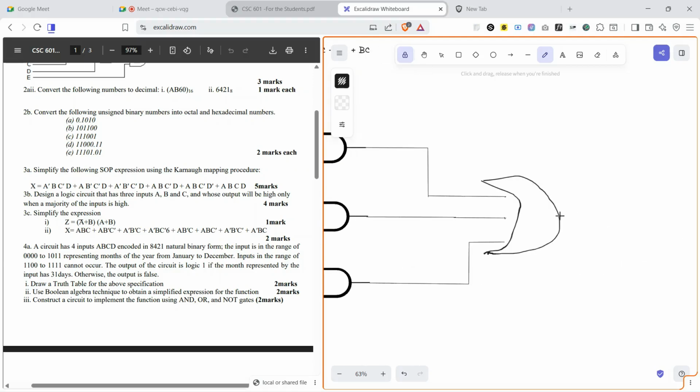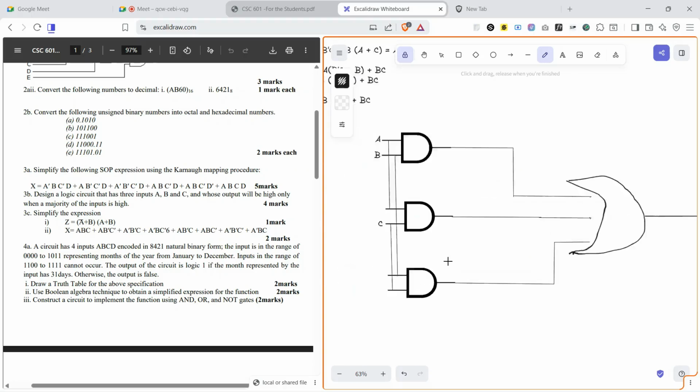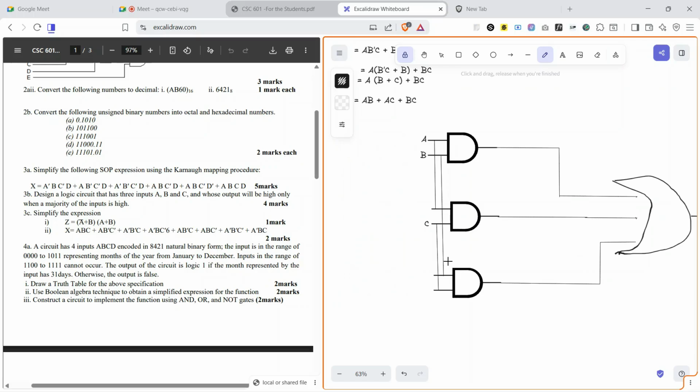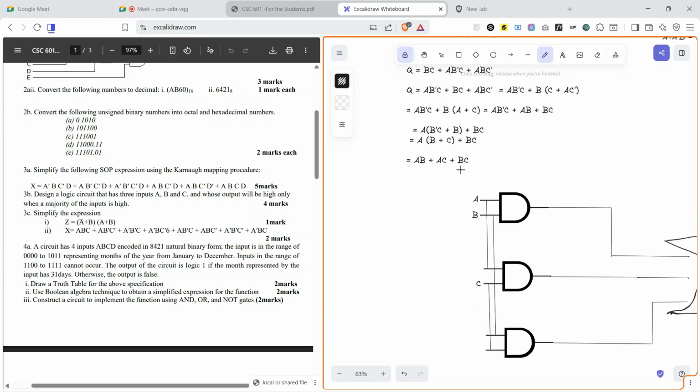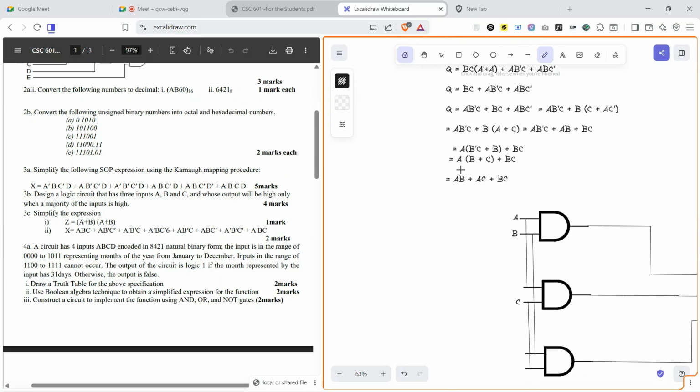Don't mind my drawing, but yeah, this is the representation of your drawing. So it's the sum of products, sum of products of these three. So that is the answer for that one.